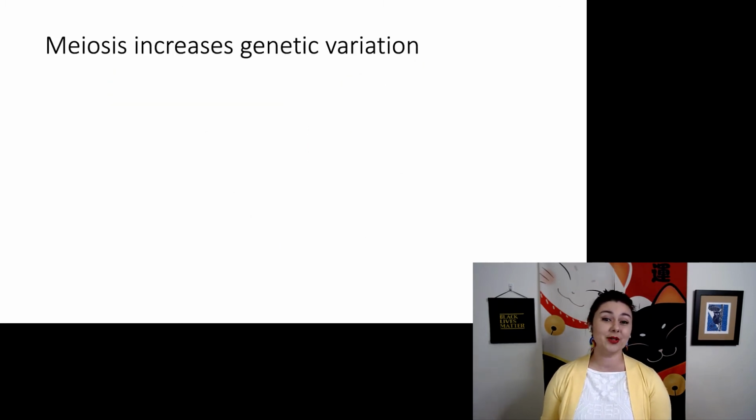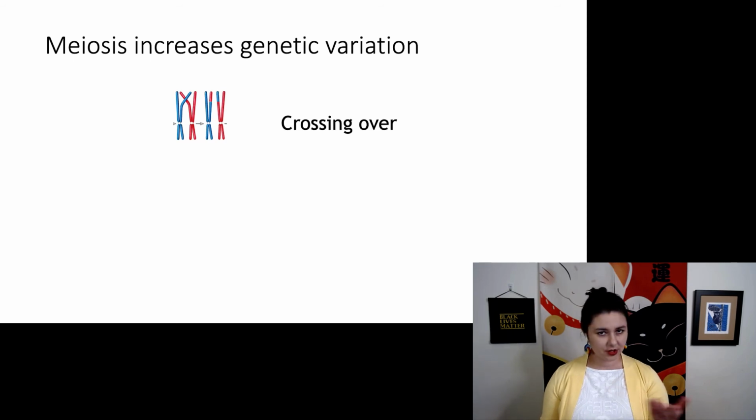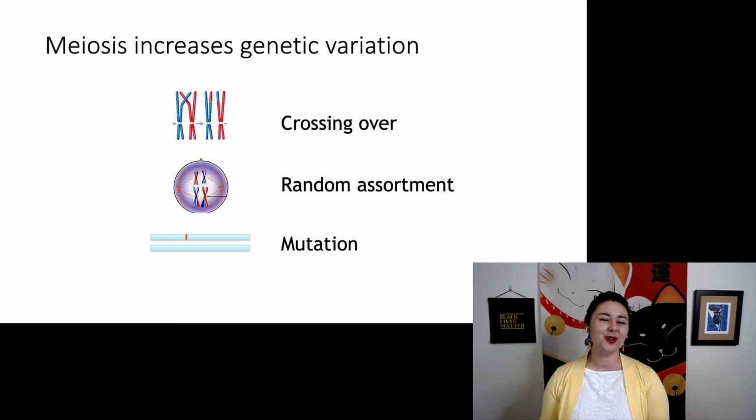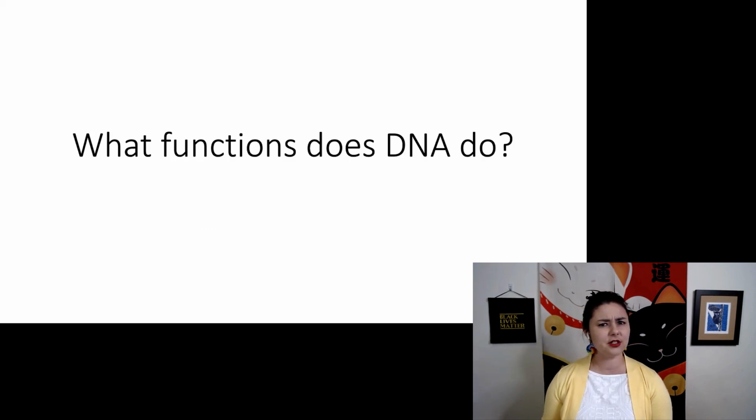And what's cool about meiosis is there's a couple different ways that we can increase genetic variation. Of course, there's the crossing over, which we just discussed. Then we have random assortment. We don't know which of those chromosomes you will get from your dad or your mom. And also mutation. If mutation happens during meiosis, that mutation will be passed on to their offspring. So, what functions does DNA do?